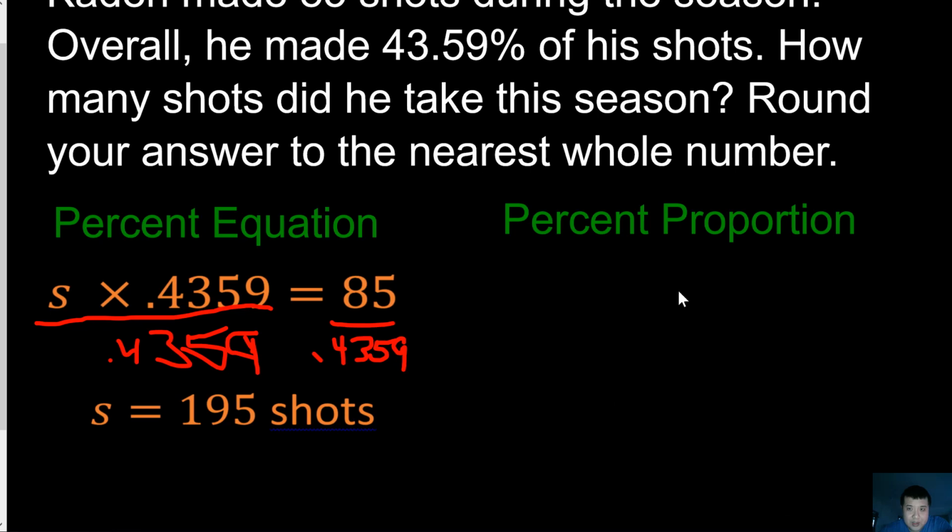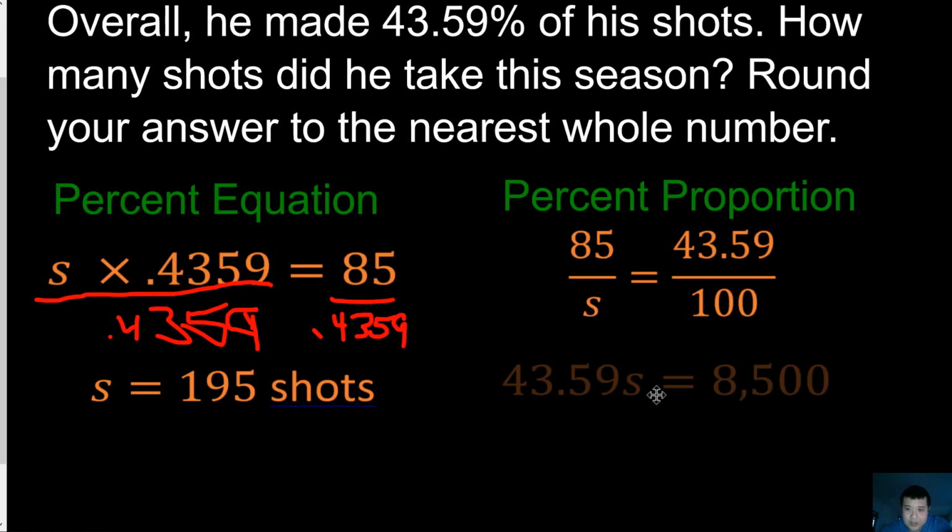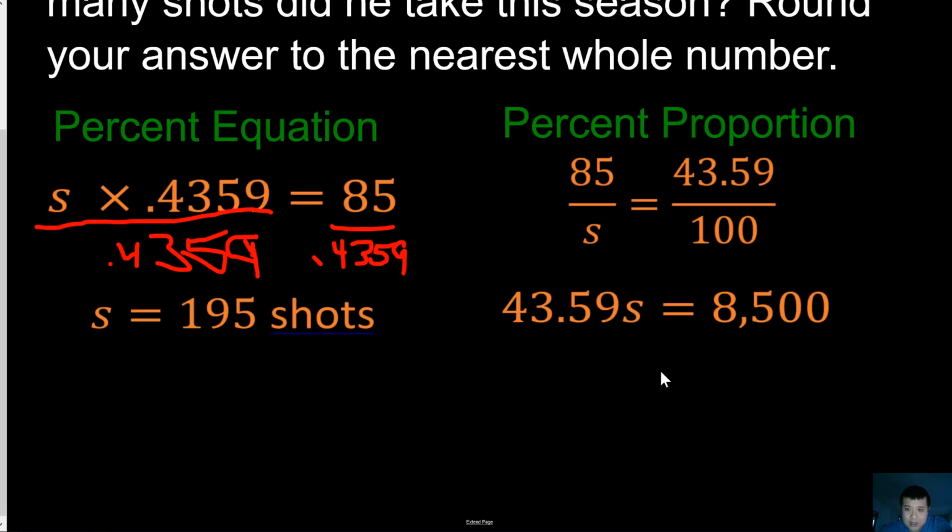195 shots. To set up the proportion, 85 is the part. This is our percent. We're looking for 100% of his shots right here. So we cross multiply and then divide by 43.59 on both sides. As a result, what we get is 195 shots.